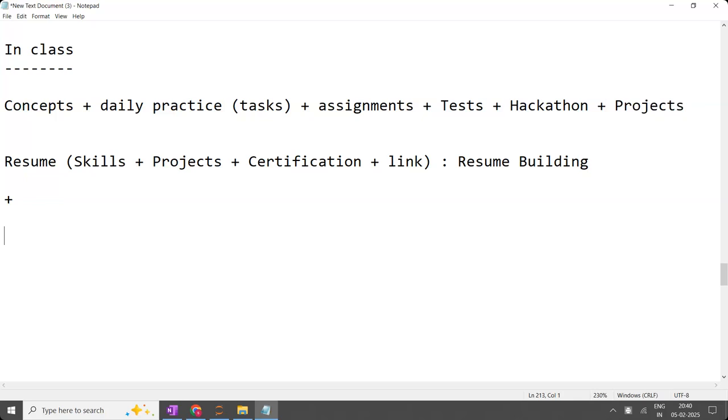Which companies you are going to apply to, I'm going to share the links. That is the placement assistance. We are going to share you the link. You only have to apply. You only have to go for the interview. It is not on-campus interviews. You have to go to the company. Just I'm going to share you the link.